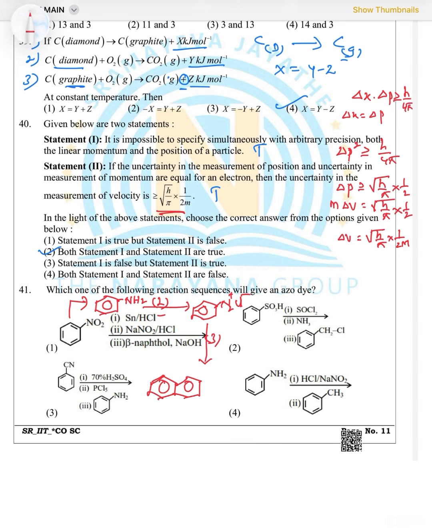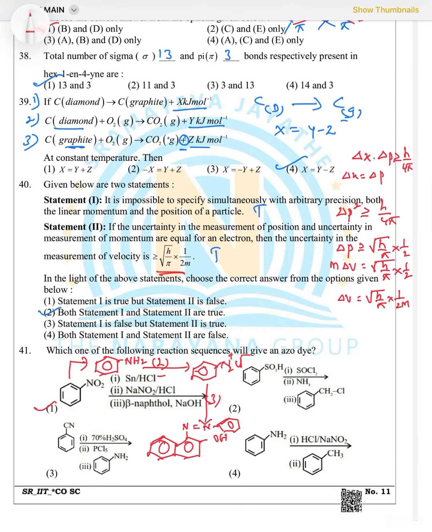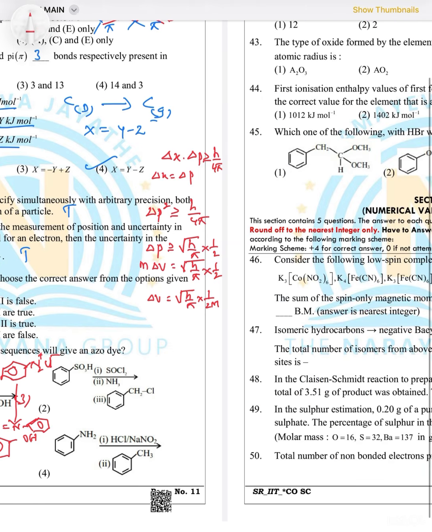beta naphthalene. So beta means here OH will get here, N double bond N, then this is the compound. So two rings are connected with the N2, that is azo compound. So first one is right. So second is not giving azo dye test. Third, fourth also not give azo dye test. Only first one will give azo dye test.